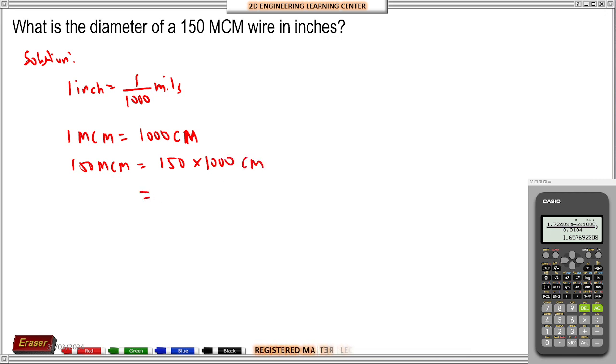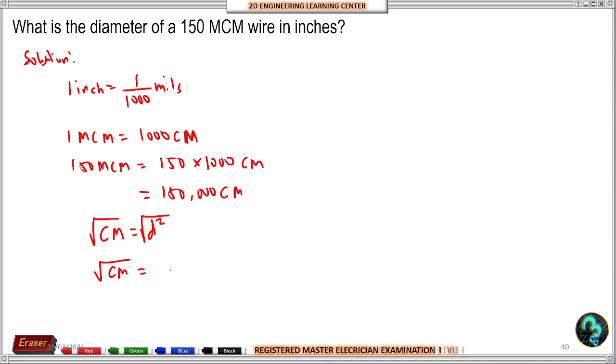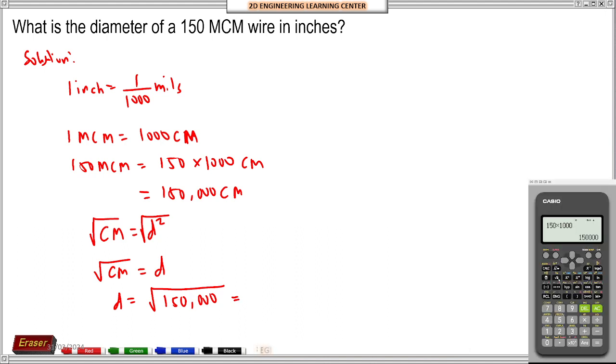So meron tayong 150 times 1,000. So that is equal to 150,000 CM. Alam din natin na yung CM is equal to d squared, na yung d dito is the diameter of wire in mils. So, para makuha natin yung mils, yung ating CM i-square root natin. So, the square root of our CM is equal to the diameter of wire in mils. Okay, so i-substitute natin. So, square root of 150,000 CM.